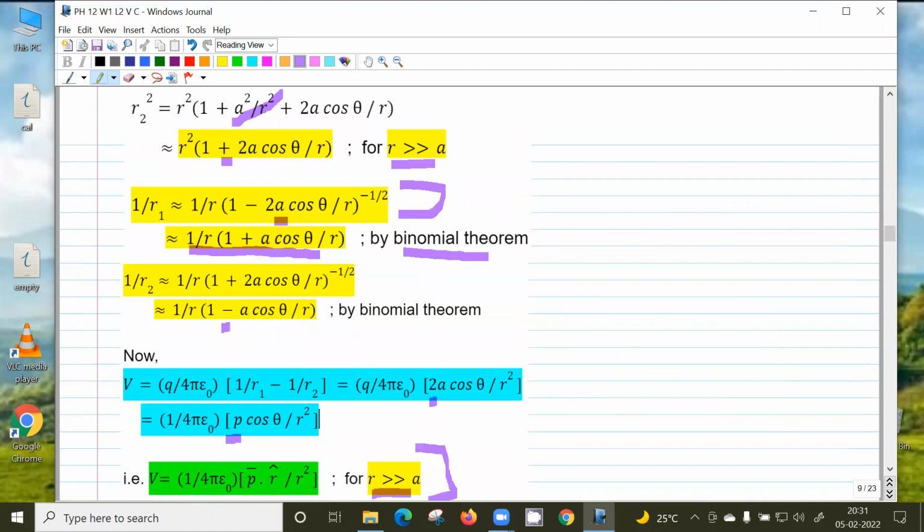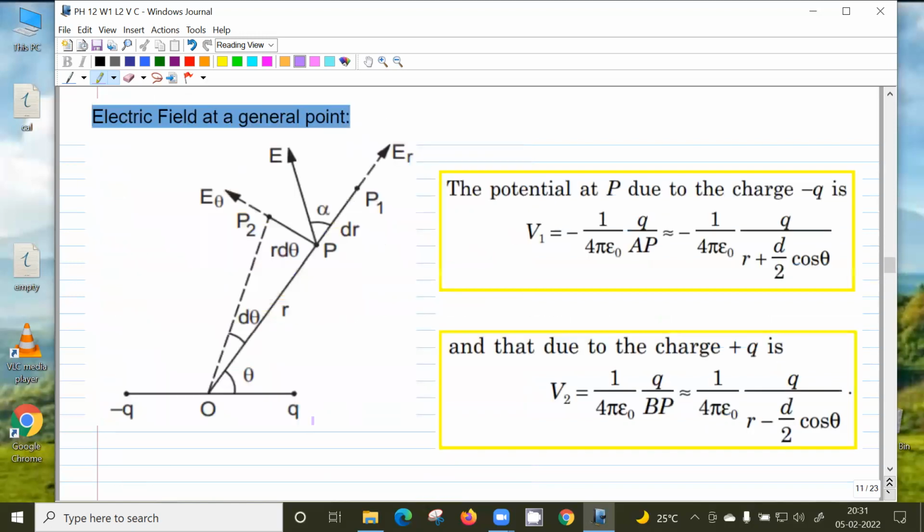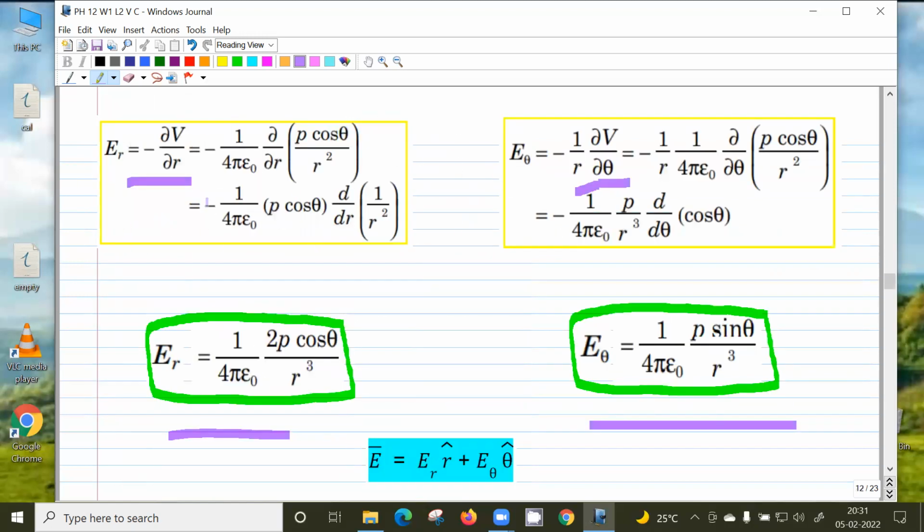If you look at this formula for V, it has two variables, one is R, one is theta. When I take this space gradient, I can take it either with respect to R or with respect to theta. If you take the derivative with respect to R with a negative sign, I'll get the electric field in the direction of R. If I take the derivative with respect to theta with a negative sign, I'll get the electric field along the theta cap direction. Since we have to match the dimensions, I put R here. But this you can leave.